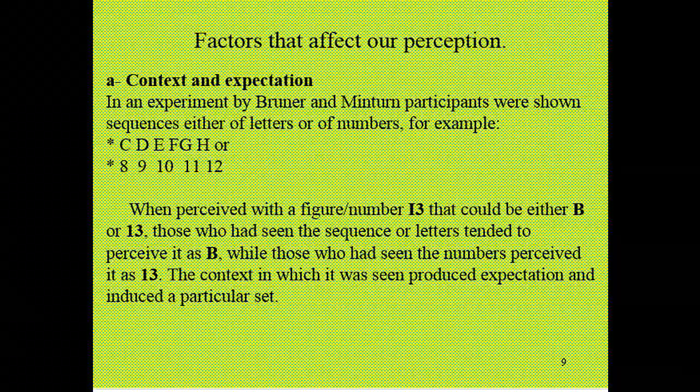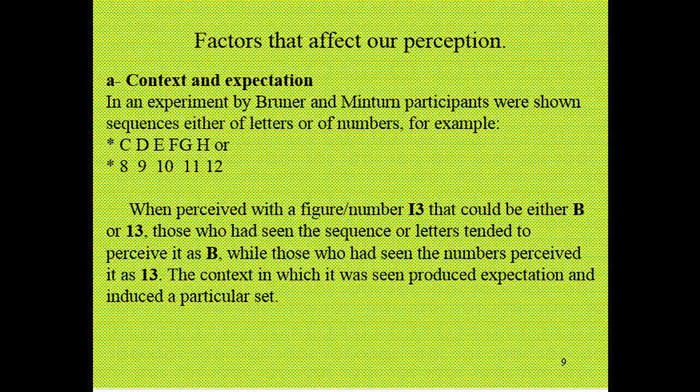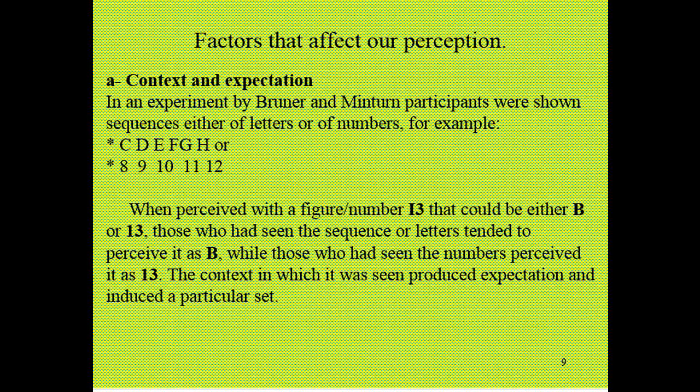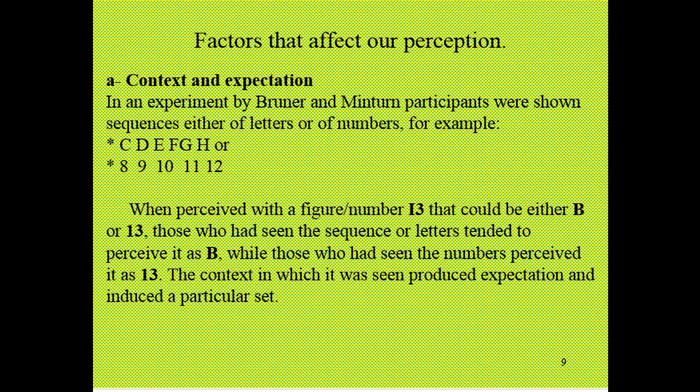Now, after we have talked about the perception process, we have to talk about the factors that affect our perception. The first factor is context and expectation. In an experiment by Bruner and Minturn in 1955, they showed their participants ambiguous figures, such as the number 13 and the letter B. The physical stimulus, the figure, is the same in each case, but it is perceived differently.